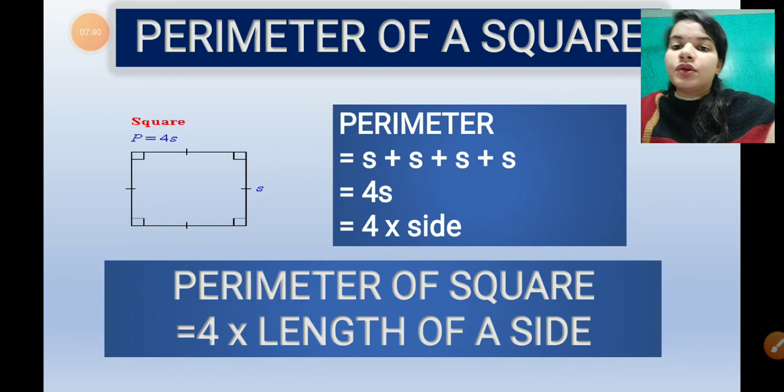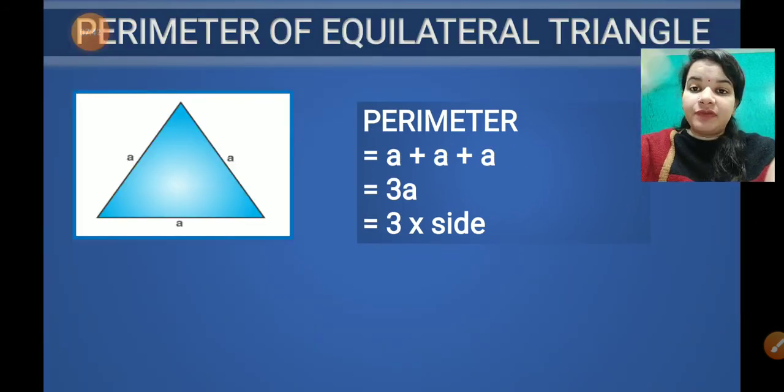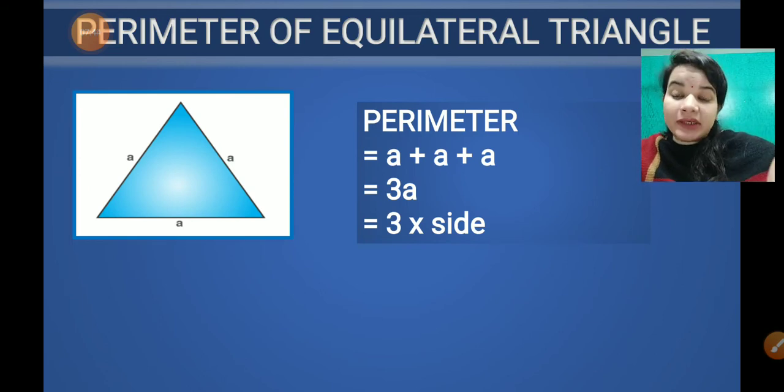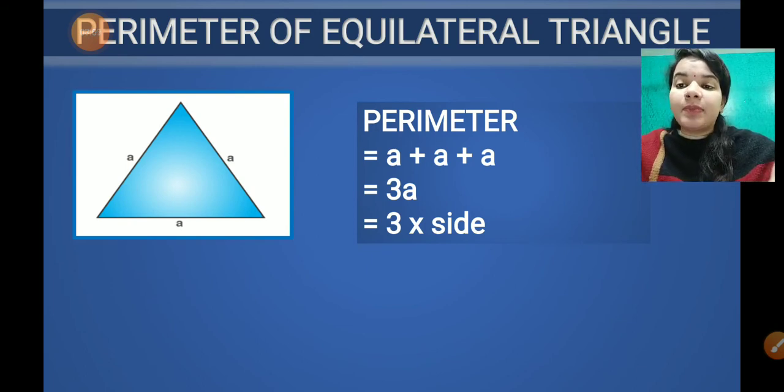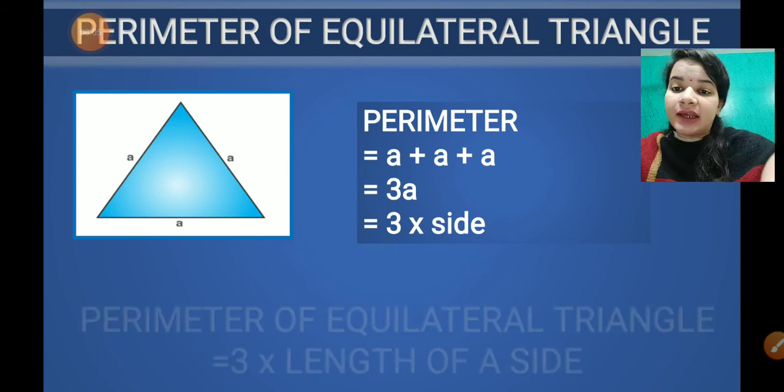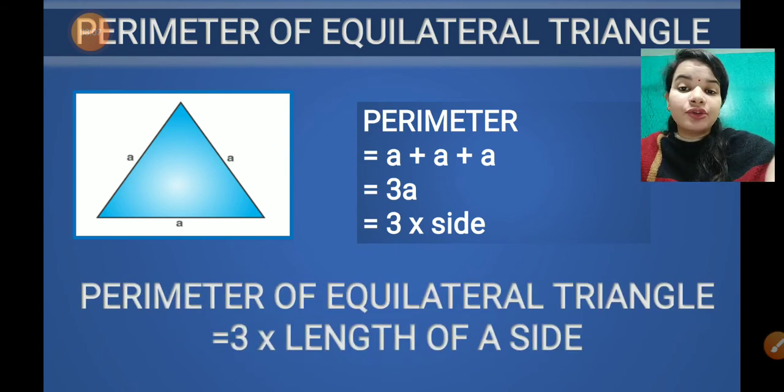Now moving on to my next geometrical figure, that is an equilateral triangle. Now an equilateral triangle has 3 equal sides. So its perimeter will be side plus side plus side. Okay, when you will add side 3 times, it will become 3 into side. So in this way the perimeter of an equilateral triangle comes out to be 3 into length of a side.